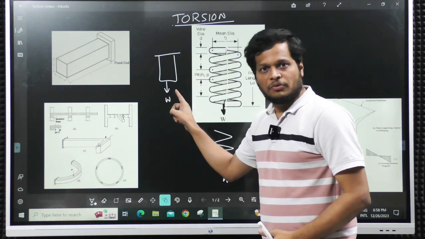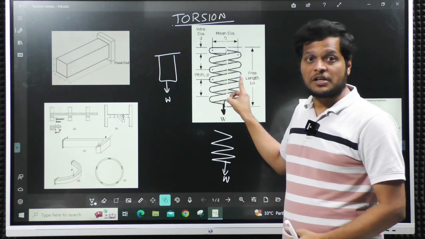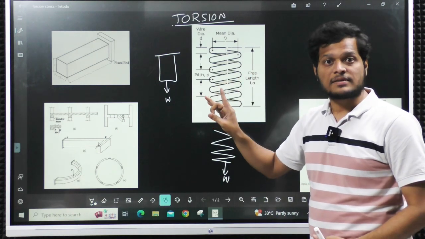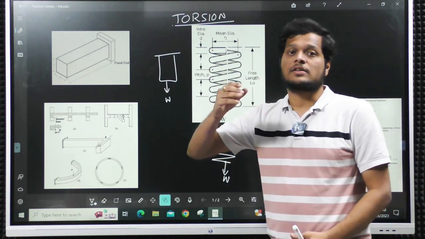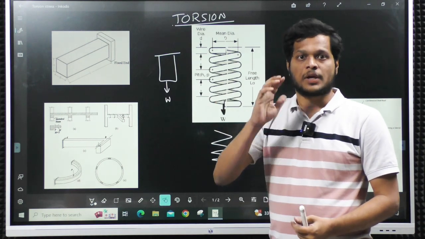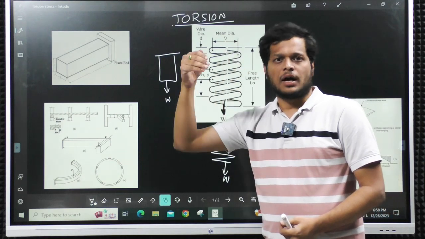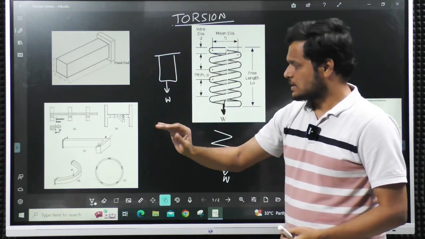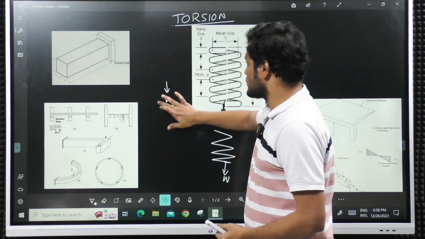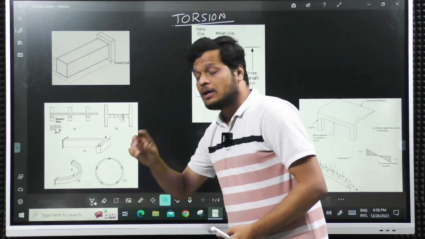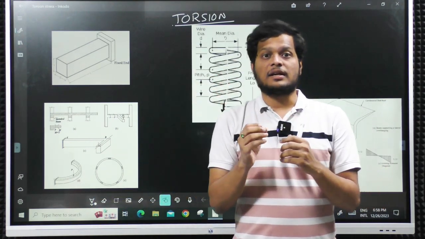This load will actually create torsion in this. That is the reason closely coiled springs are also known as torsional springs. When you come to open coiled springs, they will have torsion and bending as well. We will discuss that also in this class. But first you have to understand, we cannot really easily imagine this.